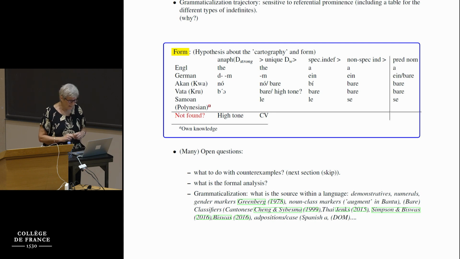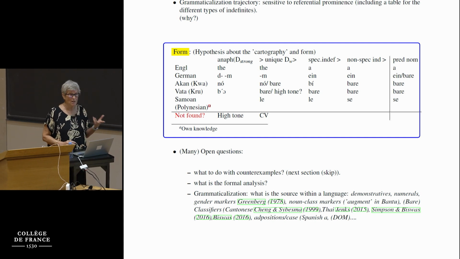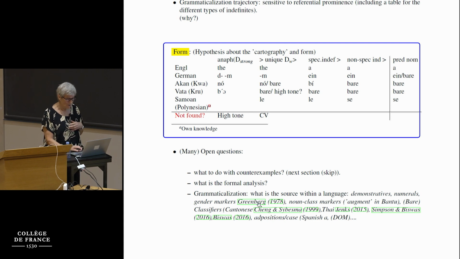And then we have numerals for the indefinites, often giving rise to an indefinite article. You have gender markers or noun class markers. Greenberg's famous article in 1978 basically asked this question: how does a language acquire gender marking?